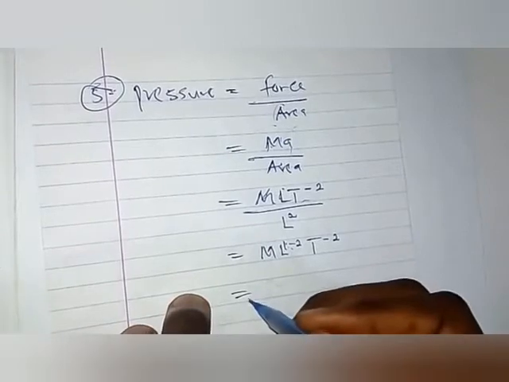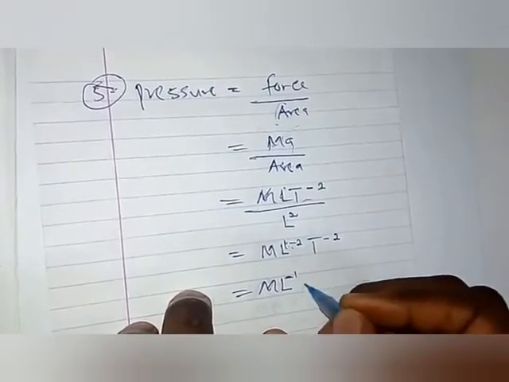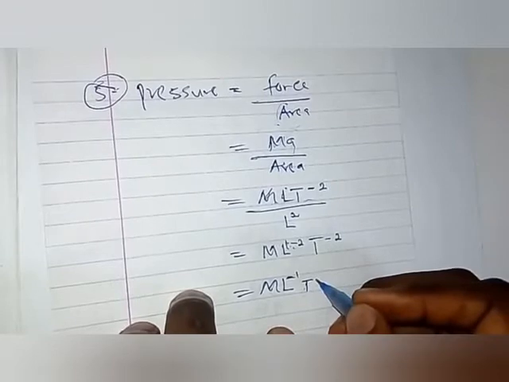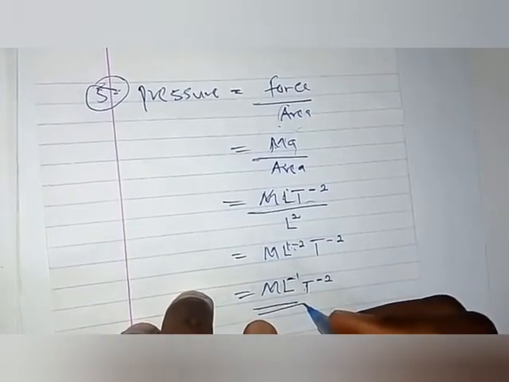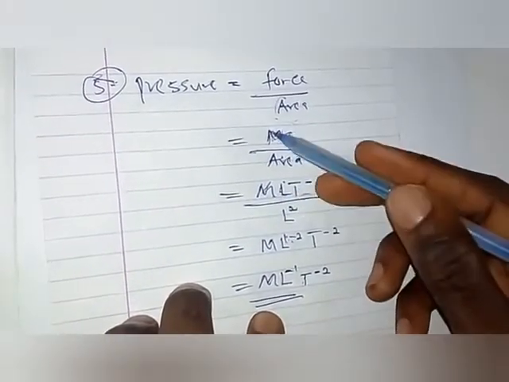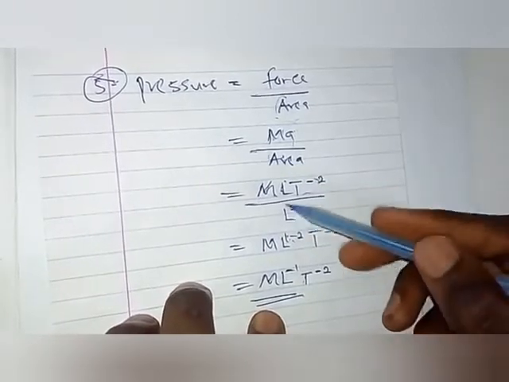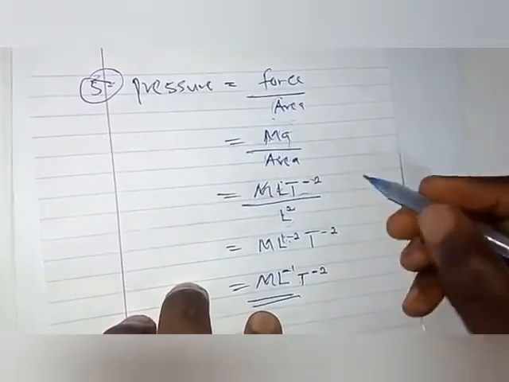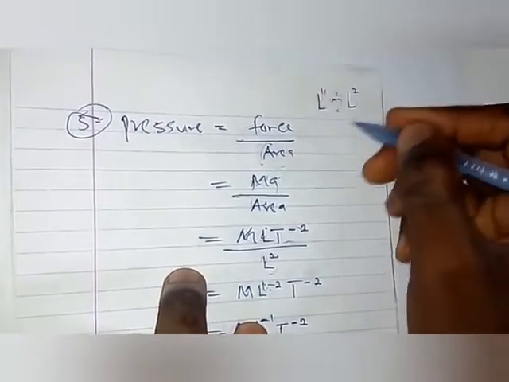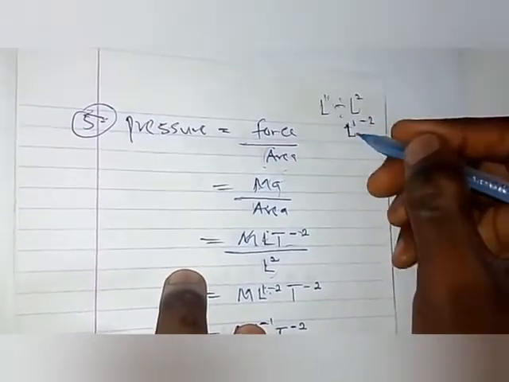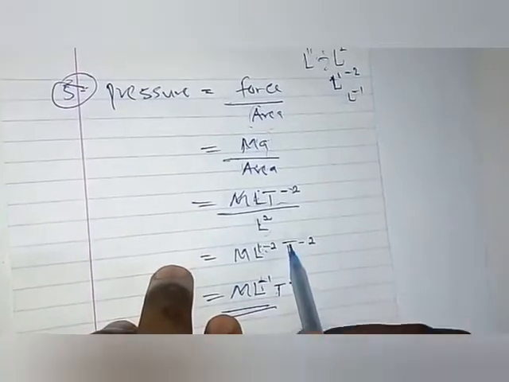So now try to simplify this. This is m, then L to the power of minus 1, then T to the power of minus 2. So that's the dimension for this. Check it very well. This is ma, then this is m and the dimension of acceleration. Then L is the dimension for length, for area, sorry. You have L to the power of 1 divided by L to the power of 2, same thing as L to the power of 1 minus 2. So that's how these two come down.